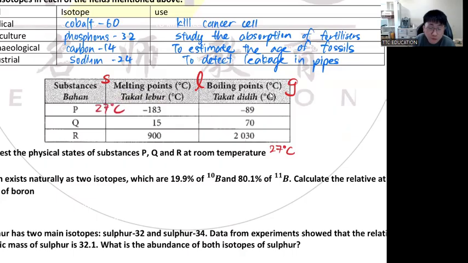Okay, let's compare, starting from solid. Is 27 higher than the melting point of P? Yes. Is it also higher than the boiling point of P? Also yes. So at 27 degrees Celsius, P is a gas.